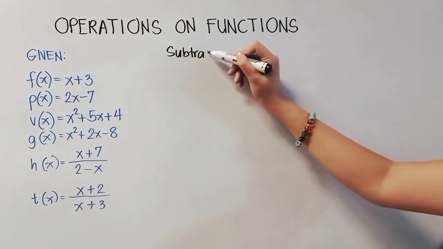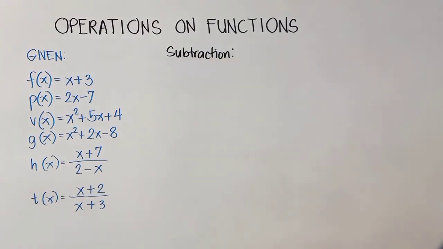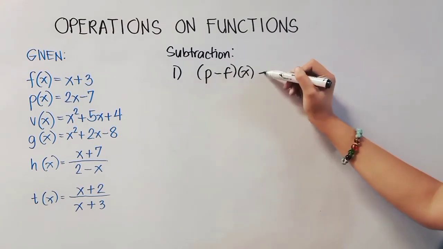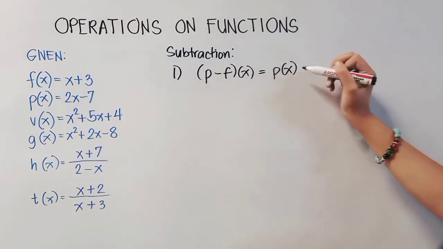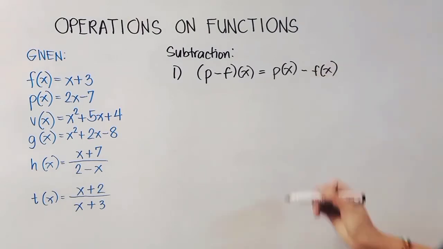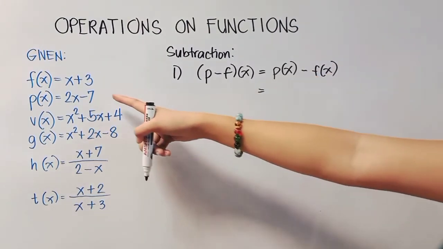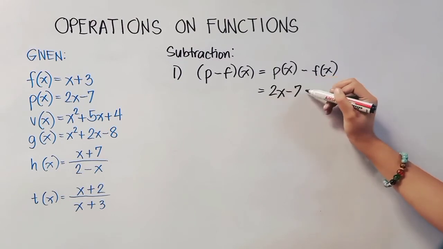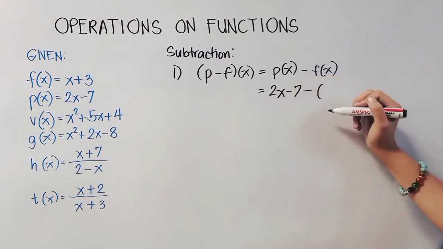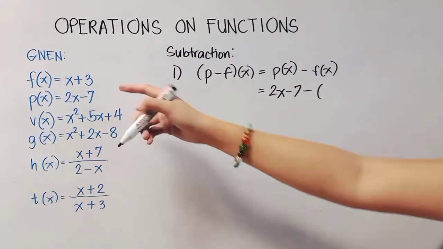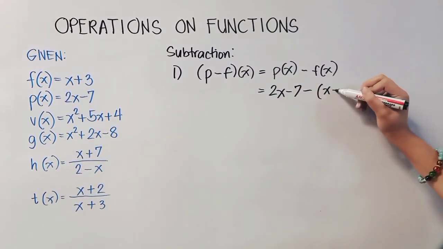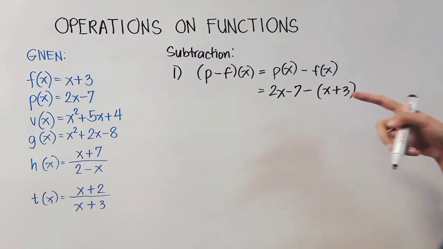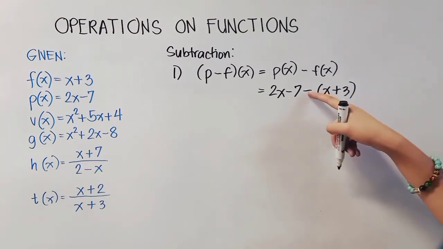We are now with the next operation, subtraction. Let's start with number 1. That can be written as p of x minus f of x. Again, let's look at the given and then substitute. P of x is 2x minus 7 minus, enclose the second function in a parenthesis, x plus 3. Now we have to enclose it in a parenthesis so that we can distribute negative.